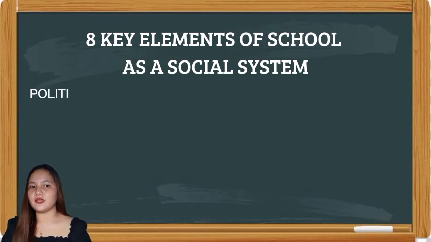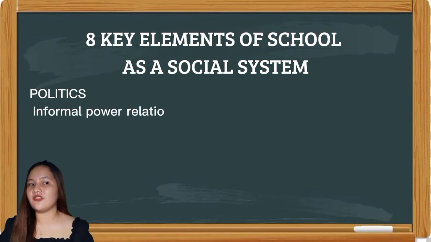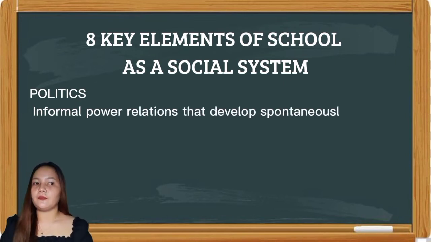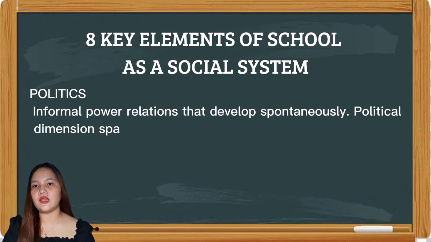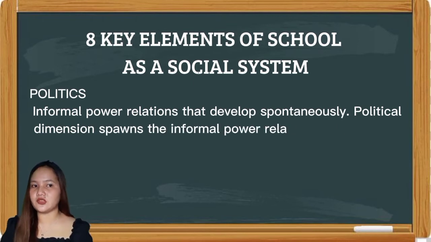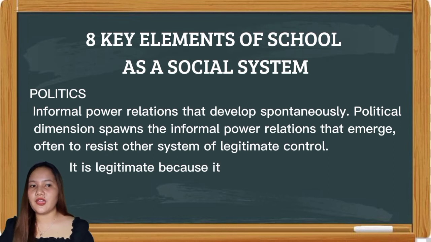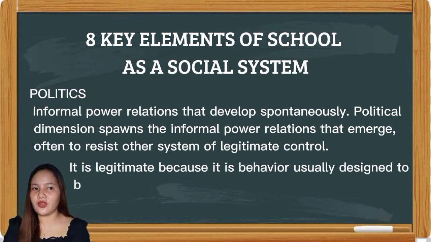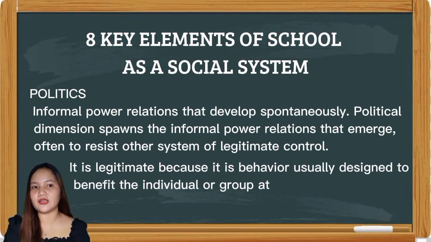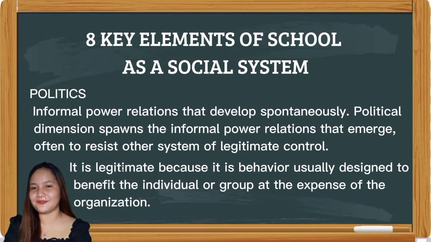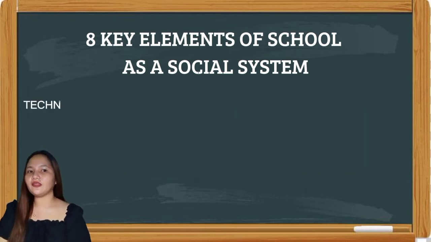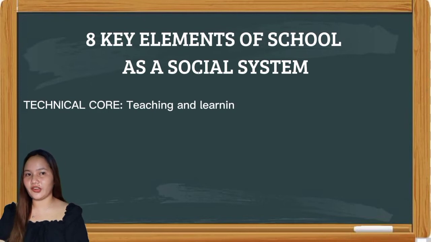D. Politics. Informal power relations that develop spontaneously. The political dimension spawns the informal power relations that often emerge to resist other systems of legitimate control. It is illegitimate because it is behavior usually designed to benefit the individual or group at the expense of the organization. E. Technical core, or teaching and learning.